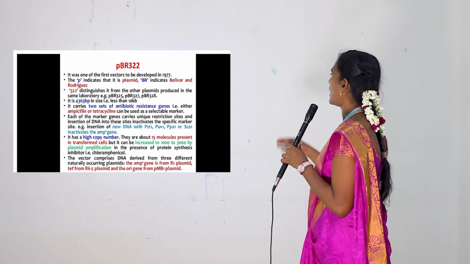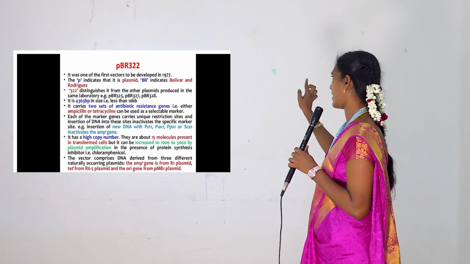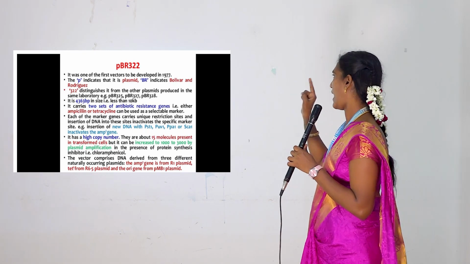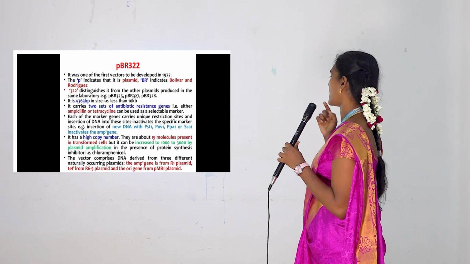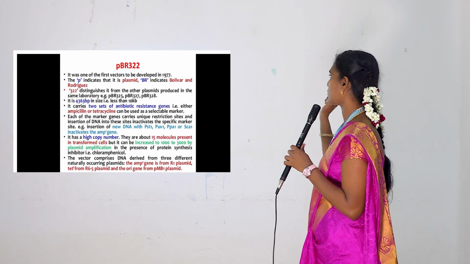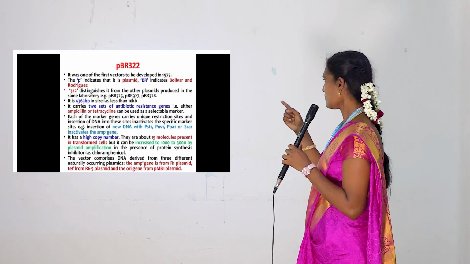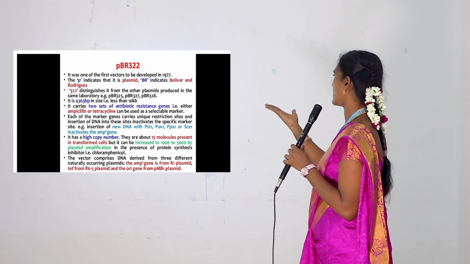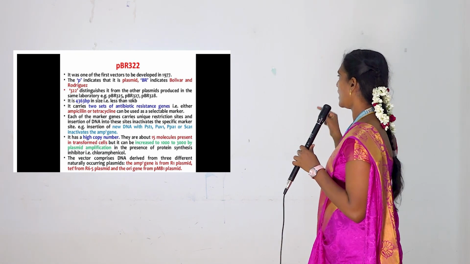pBR322. It was one of the first vectors to be developed, in 1977. P stands for plasmid and BR stands for Bolivar and Rodriguez. They are the scientists who developed this pBR322. It is an artificial plasmid. 322 is to distinguish it from other plasmids like pBR325, 327 and 328.